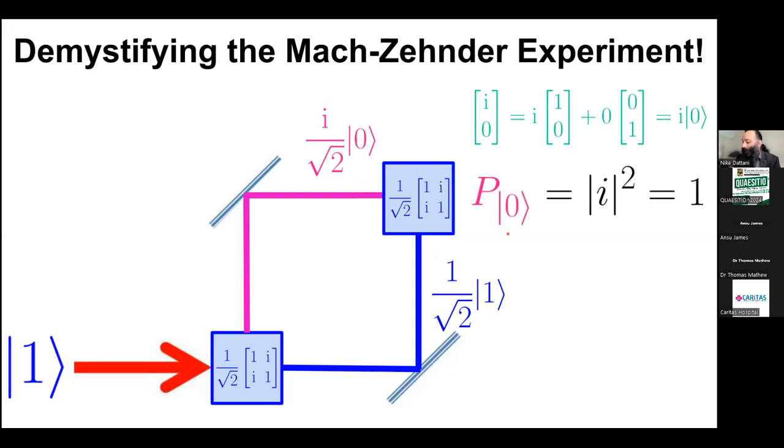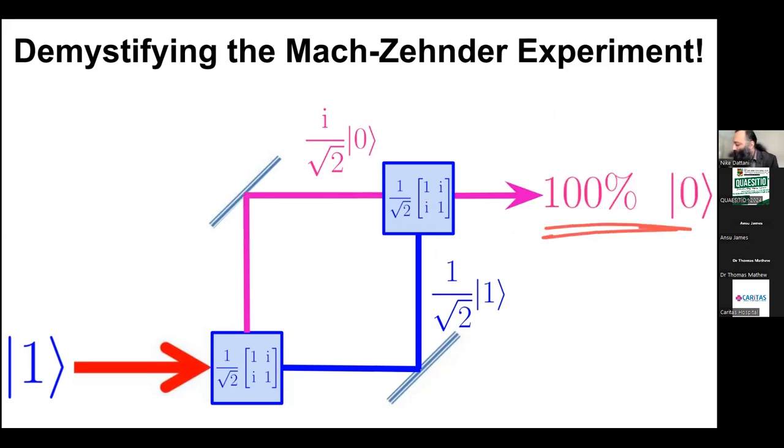What is the probability of finding the quantum mechanical state or the photon in this zero path? Remember, this was the one path, this was the zero path. What is the probability of finding the photon in this path? It is the modulus of i squared. That means one. So we have a 100% probability of finding the photon in this position here. So this is the explanation for why we got that experimental result. This quantum mechanical theory works in explaining this experiment.